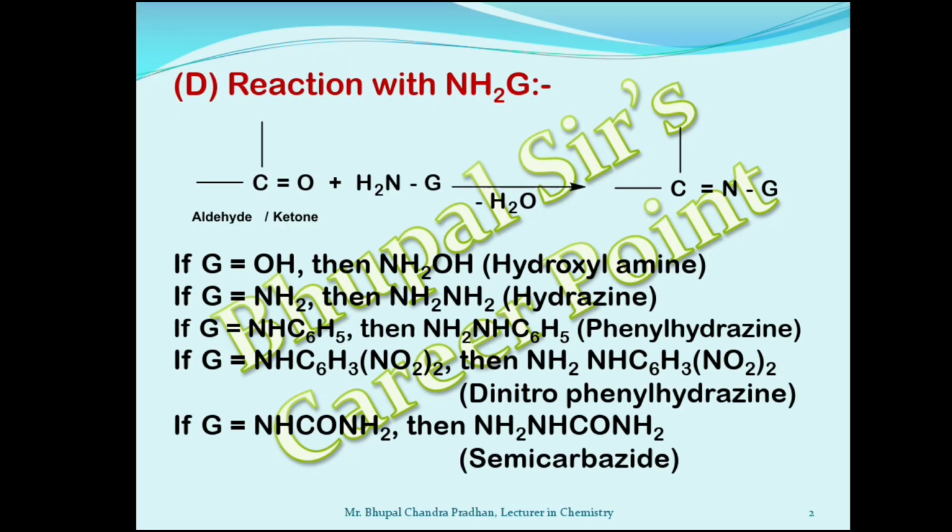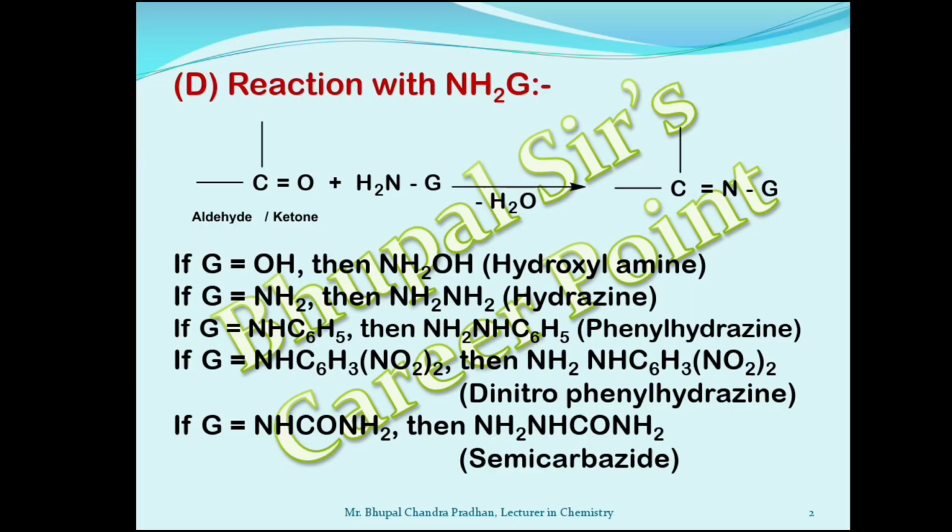If G is equal to OH, then the compound is NH2OH. The name of the compound is hydroxylamine, and the product formed is the corresponding oxime. If G is equal to NH2, then NH2G becomes NH2NH2. The name of the compound is hydrazine, and the product formed is the corresponding hydrazone.